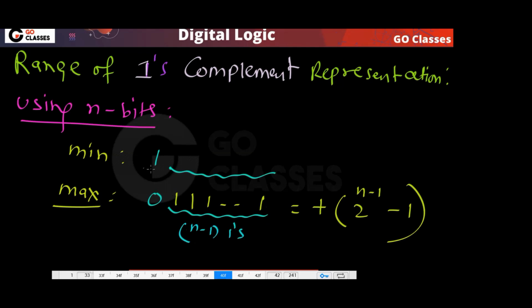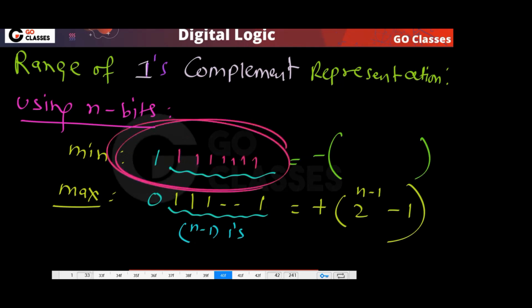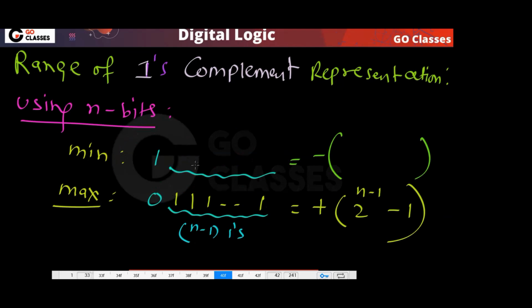Okay. Here, what will this be? You can check it out. To get the minimum, don't put all 1s, because if you do this, it will be minus 0, which is not the minimum. So you should put all zeros.